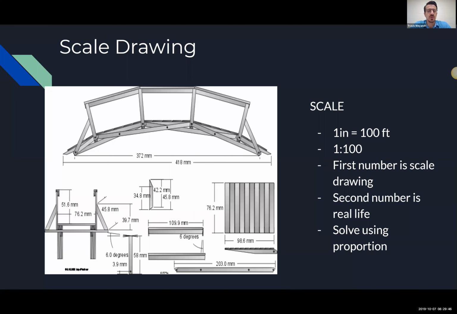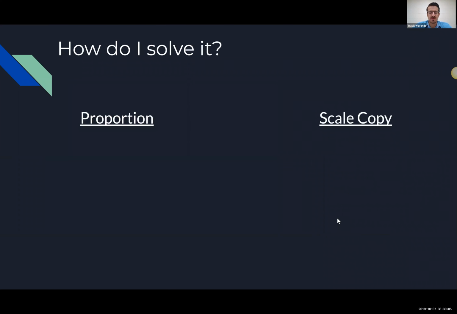So again, useful stuff here, right? Scale drawing helps us to draw things and be able to build them in real life. And we use this all the time. I mean, just look around you. The things that are built came from a drawing, from somebody that took the measurements from the drawing and put it into practice.